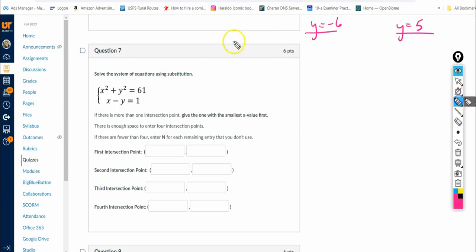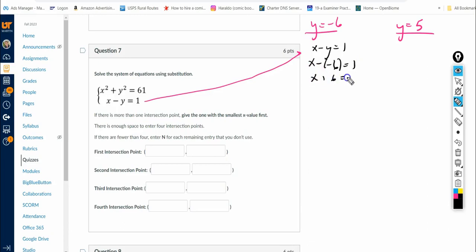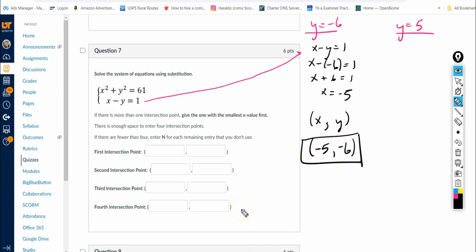All right, so now let's see what our x values are. Again, I'm going to use x minus y equals 1. x minus -6 equals 1. x plus 6 equals 1. Subtract 6 from both sides and x is equal to -5. Now you have to be really careful because with the point, the x coordinate comes first. So -5 comma -6 is an intersection point, not the other way around.